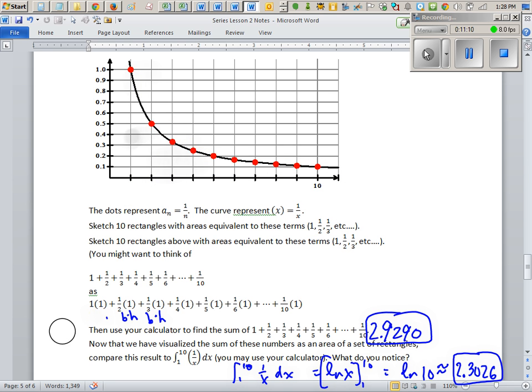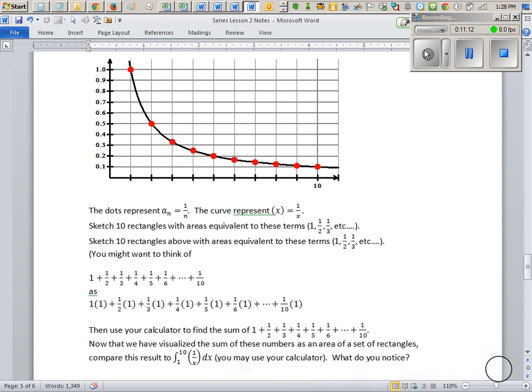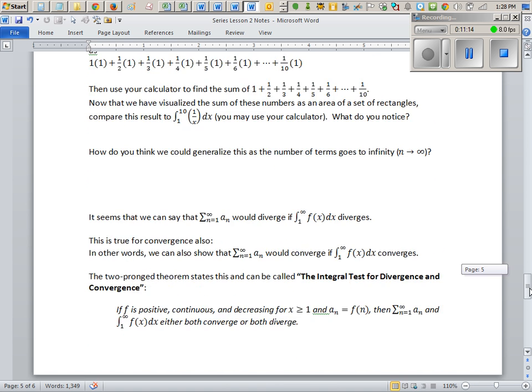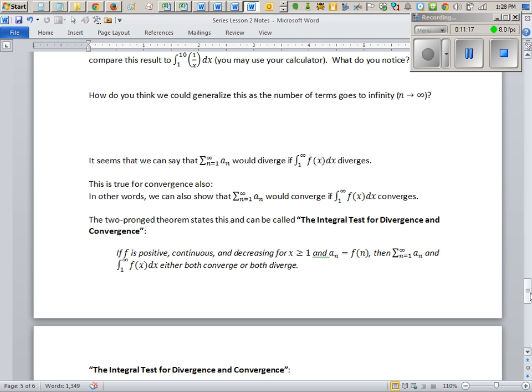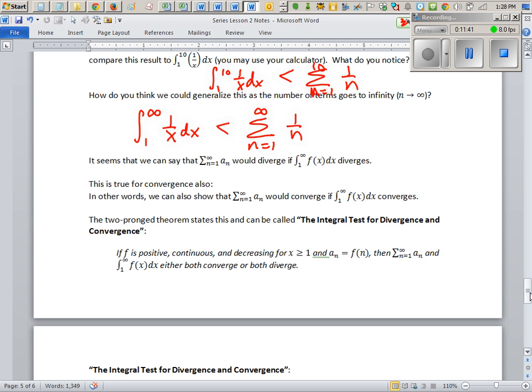So let's clear this out, scroll down a little, and write our conclusion. How do you think we could generalize? What do you notice? We noticed that the integral from 1 to 10 of 1 over x dx is less than the series from n equals 1 to 10 of 1 over n. How do you think we could generalize this as the number of terms goes to infinity? I think we could say that the integral will always yield an area less than the series would. I think that's safe to say.